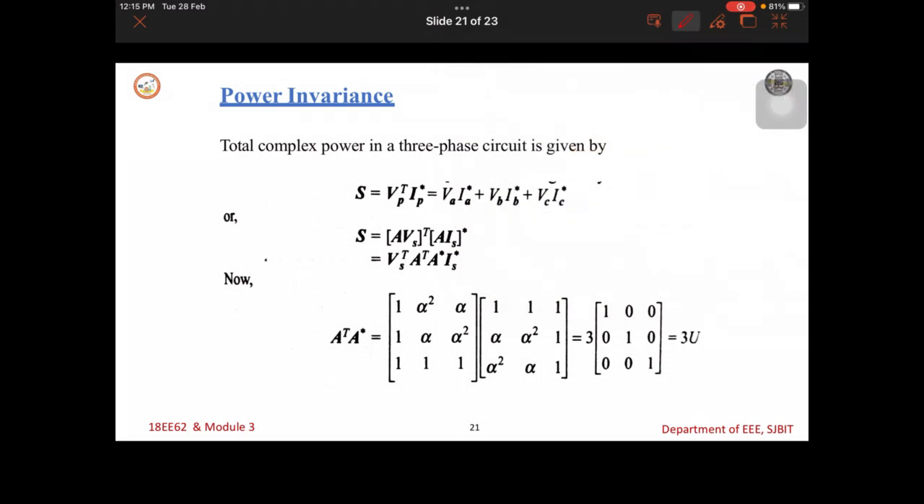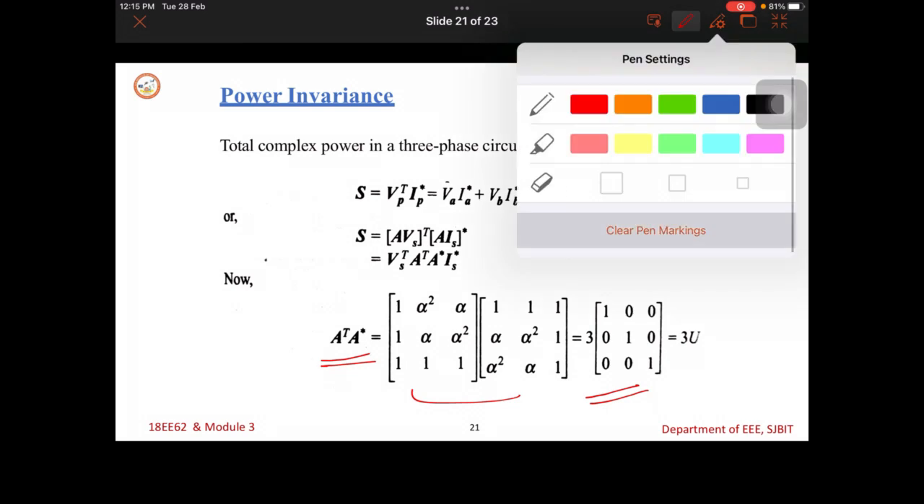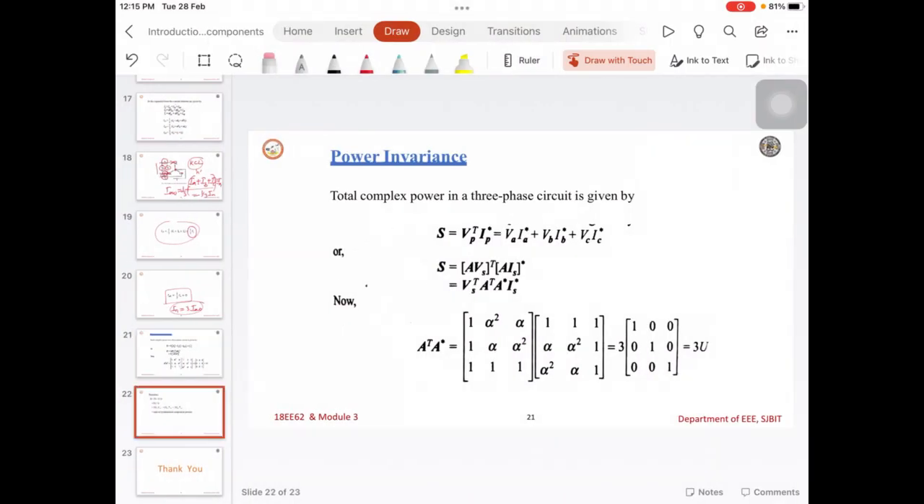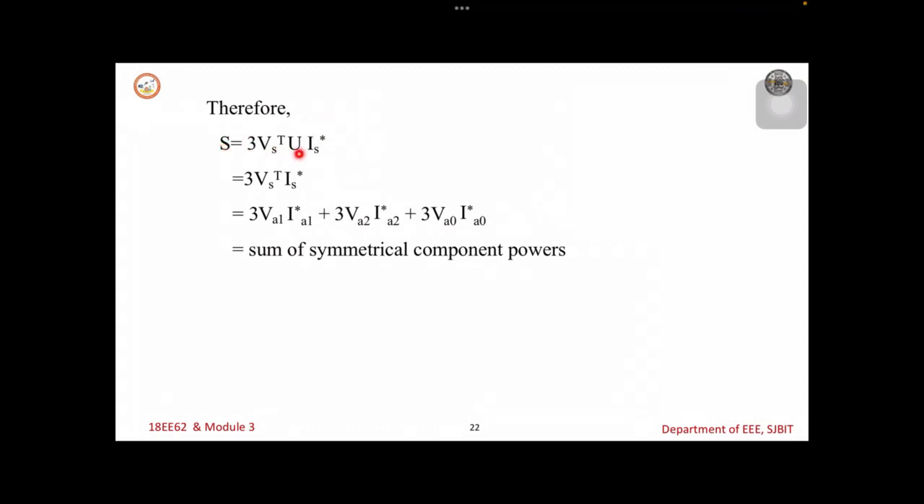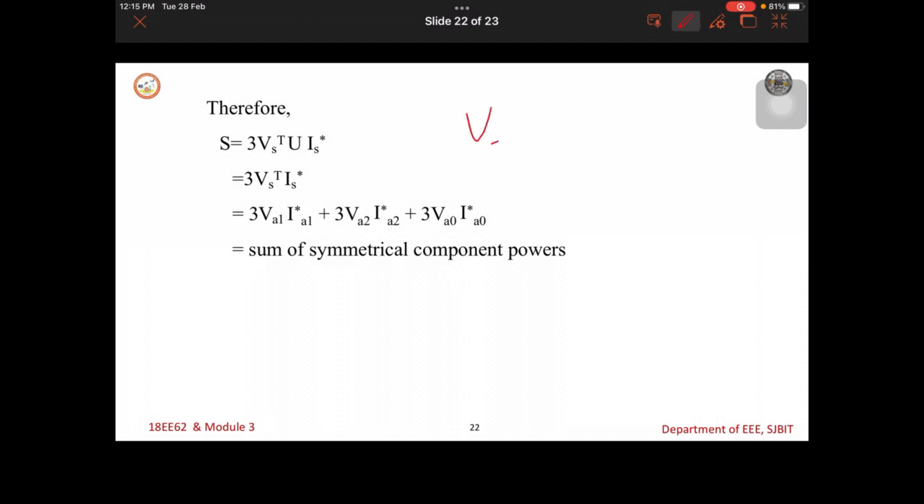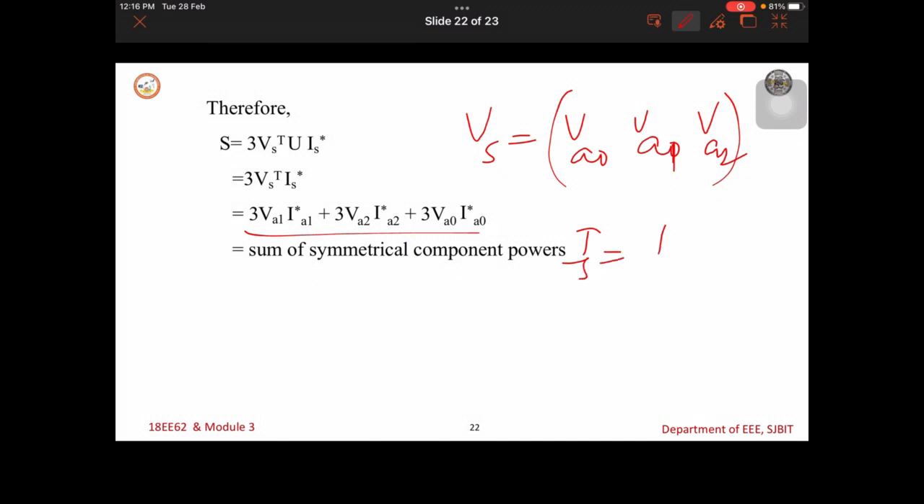Substitute the A transpose and A conjugate. If you multiply, you will get 3 times this. If you simplify further, you will get 3 times Vs transpose into I conjugate. So, if you substitute for Vs, which is nothing but the symmetrical components of voltages VA0, VA1, VA2, and take the transpose, and Is, which is nothing but the symmetrical components of currents, that is IA0, IA1 and IA2.